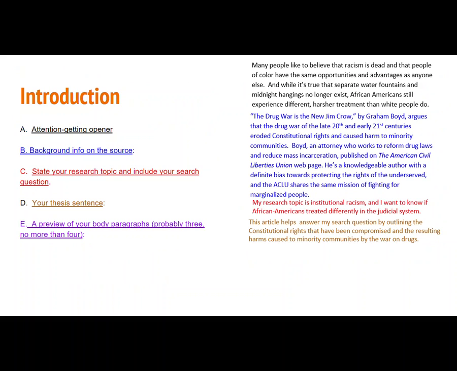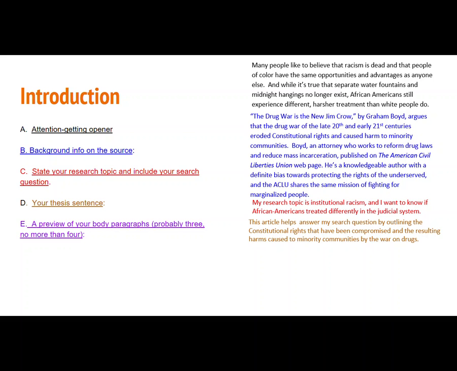This article helps answer my search question by outlining the constitutional rights that have been compromised and the resulting harms caused to minority communities by the war on drugs. That's what I think it's going to help me do. And then the last thing you do is you give a preview of this essay. And this essay is basically organized by the structure of your article.